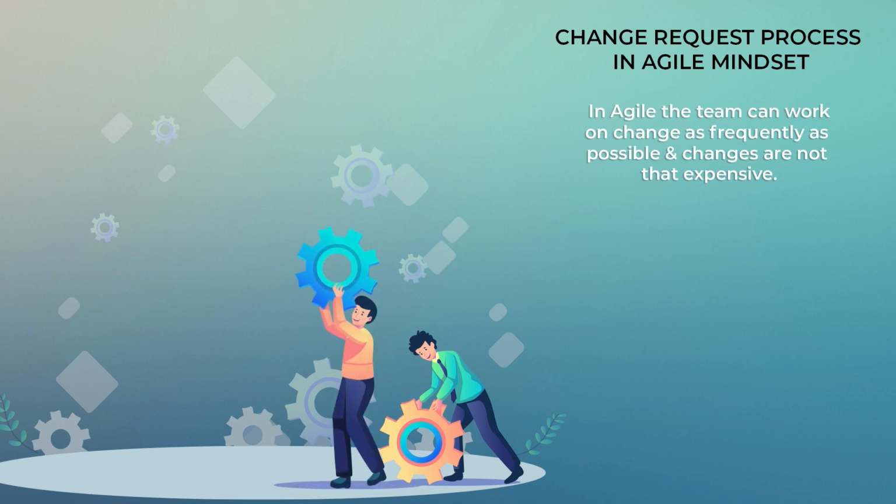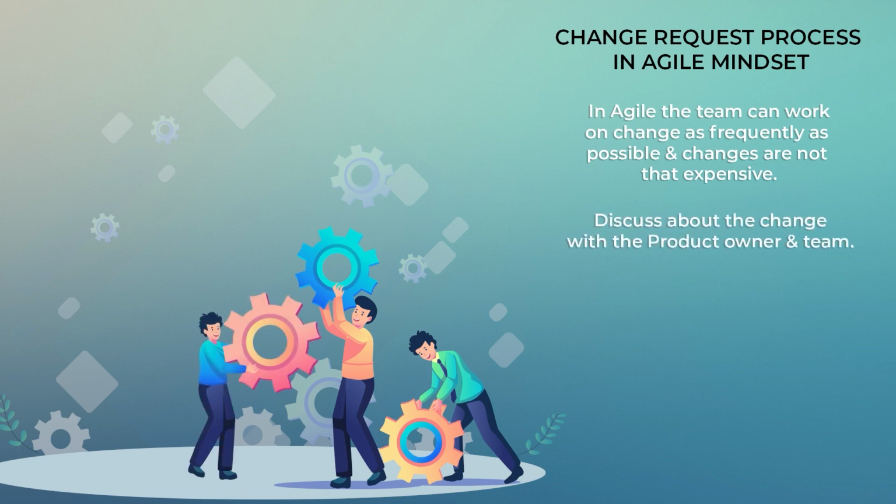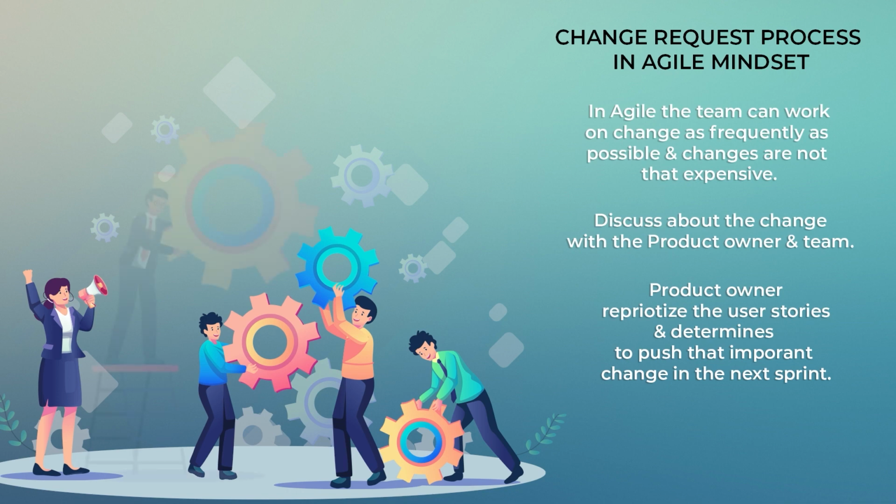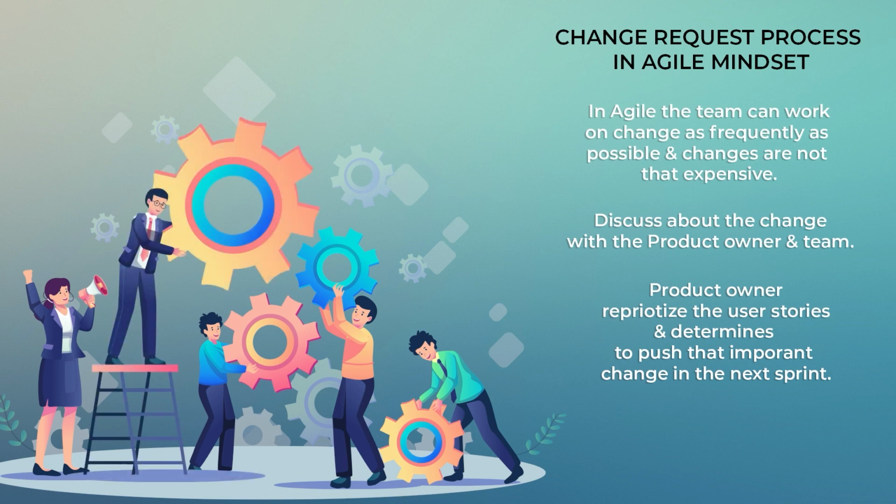If there is a change in an Agile project, you will discuss it with the product owner, and the product owner will reprioritize the user stories. Once the product owner reprioritizes the user stories, they will determine whether this new change request should be implemented in the next sprint or in later sprints. So the product owner takes that decision. See how a change request is handled in Agile, which is much simpler compared to traditional projects, where changes are not that appreciated, if you ask me.